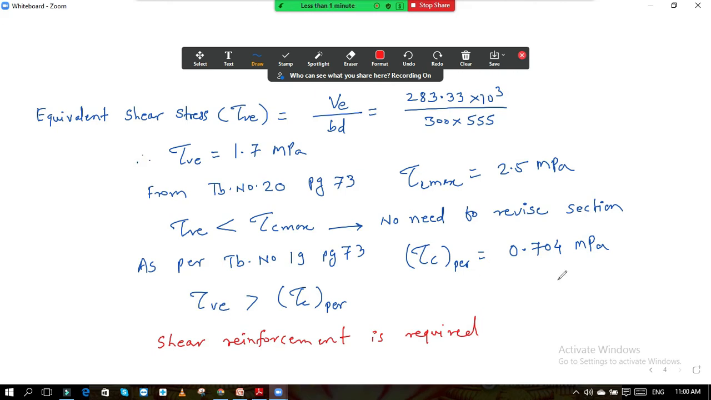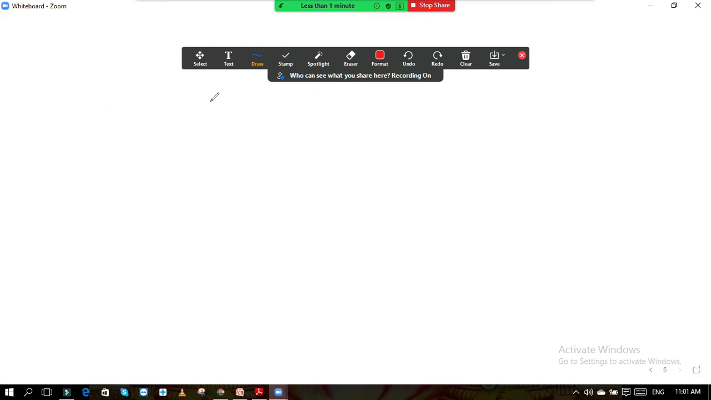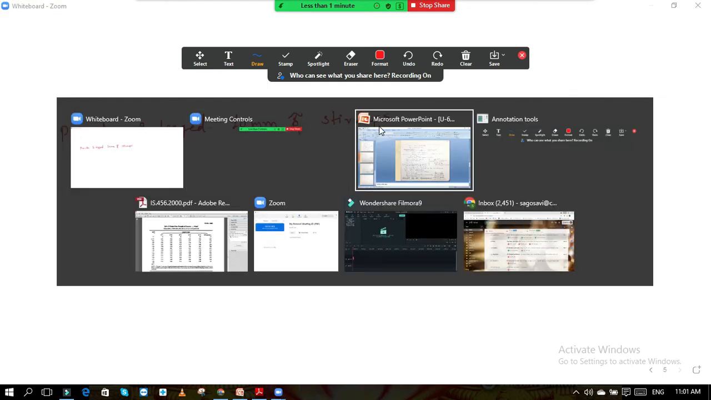So now once it is confirmed that the shear reinforcement is required, what will be your next step? Now provide the shear reinforcement. If it is required, we have to provide. So here we can say provide two leg 10 mm diameter stirrups. Okay, two legged 10 mm diameter stirrups.